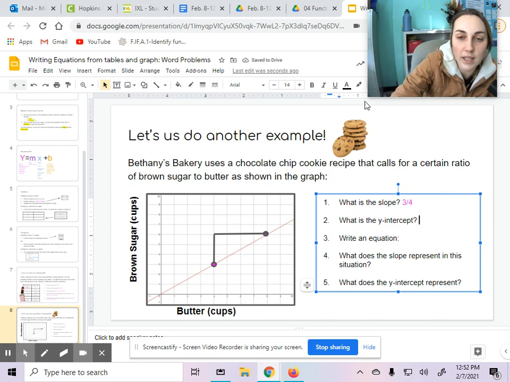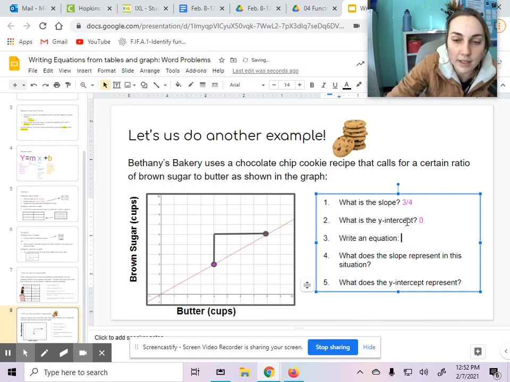So then it asks, what is the y-intercept of this particular table? Well, again, the y-intercept here is where the red line crosses the y-axis. Here's our y-axis, and it crosses down here at 0. So that is going to be our y-intercept.